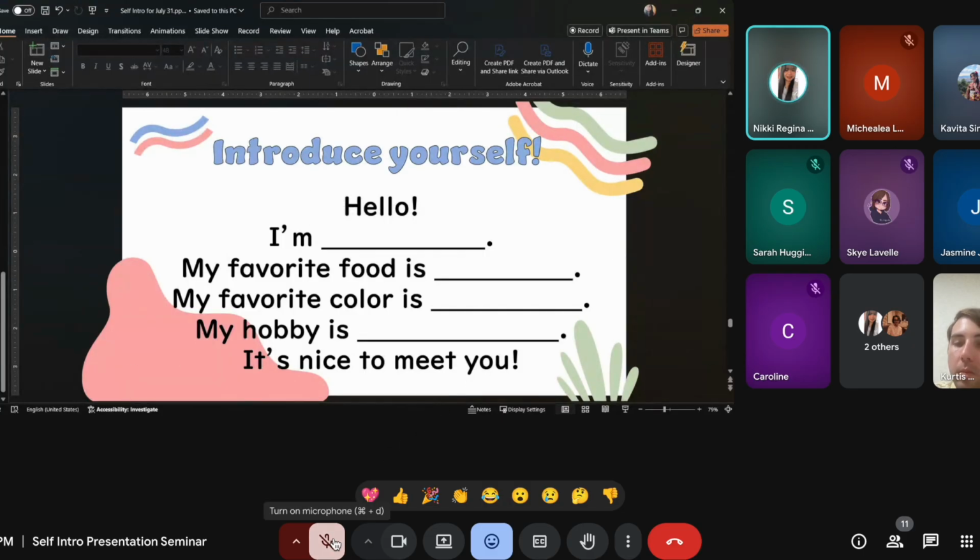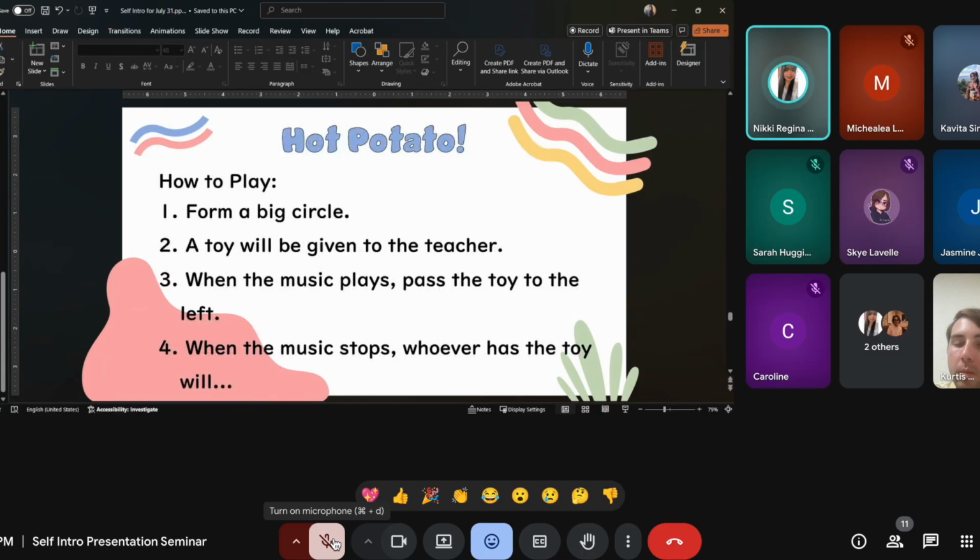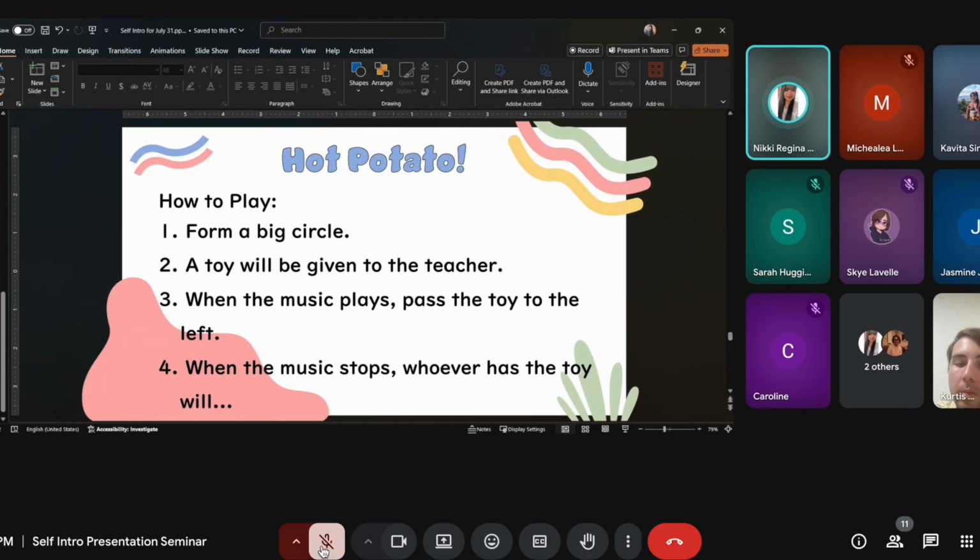So yeah, have fun with this game. This game is really good, I think, to build rapport, not only with the students, but also the teacher. You can get the teacher to join with you. In my case, I got our vice principal, because he was there that time to take pictures of our self introduction. I got him to join the circle, and I intentionally stopped the music when he was holding the toy. So, yeah, have fun with this activity.